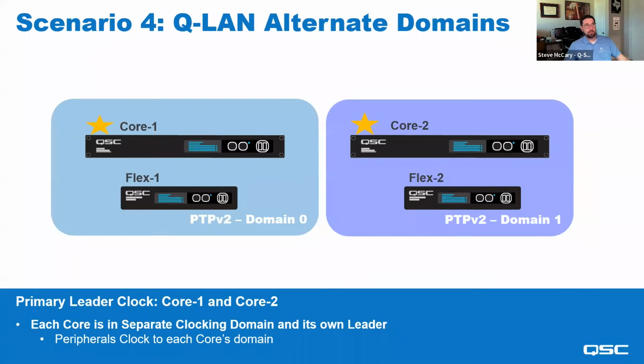Okay. So in this scenario, since we've created this PTP-v2 domain 1, we've assigned core 2 into it, and Flex 2 then inherently becomes part of it because it's part of core 2's design file. So now we have two separated clocking domains, each based on the core being the grandmaster, and the Flex just inherently follows it.